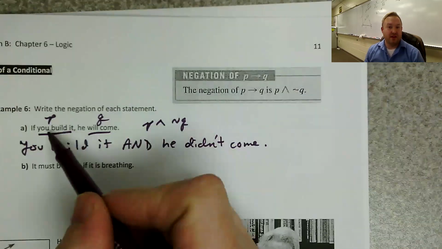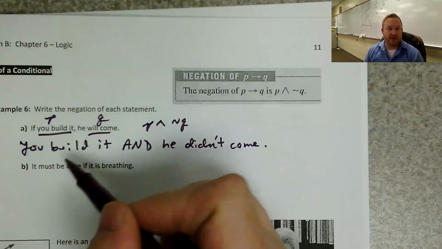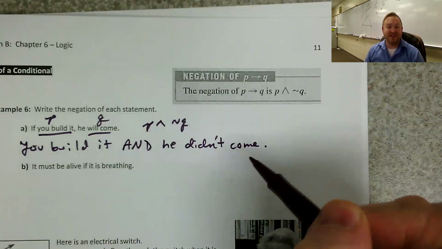So if it's true that if you build it, he will come. Well, the opposite of that would be I built it. He didn't come, right? That would be the negation of that statement.